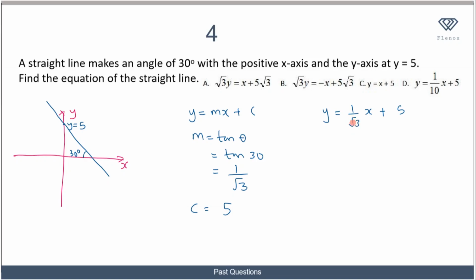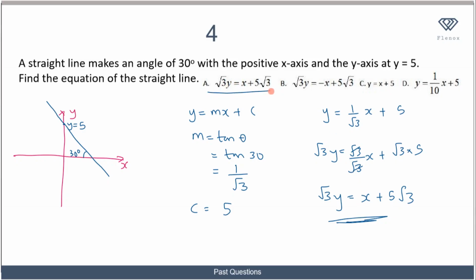Now to remove this root 3, I can multiply through by root 3. So I have root 3 y is equals to root 3 over root 3 x plus root 3 times 5. So this cancels this. So I'm left with root 3 y is equals to x plus 5 root 3. So this represents the equation of the line. And which option corresponds to that? That is option A. So this is the correct option, option A. So this is the equation of the line.